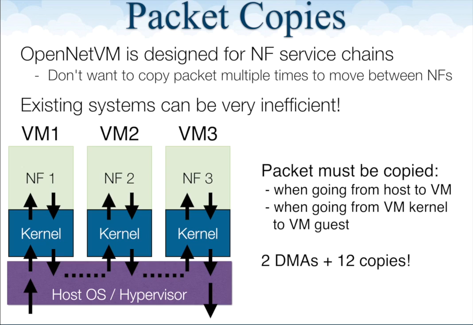you're going to have 12 DMAs to go to, or sorry, 2 DMAs to go from the NIC to the memory of the host, and then 12 copies to move between the host and the kernel and the network function. So that can be very expensive, and that's why traditional software approaches don't work for these types of NFV systems.